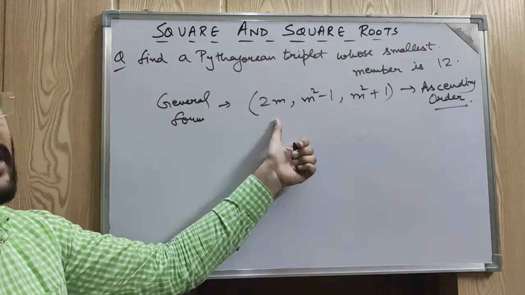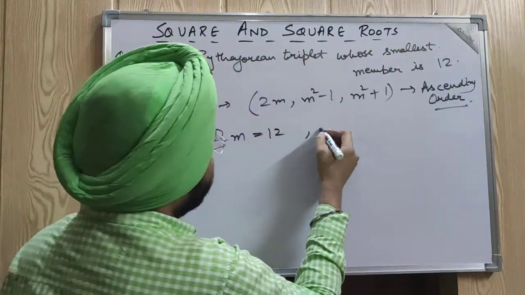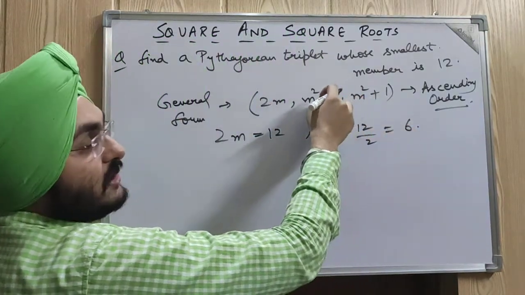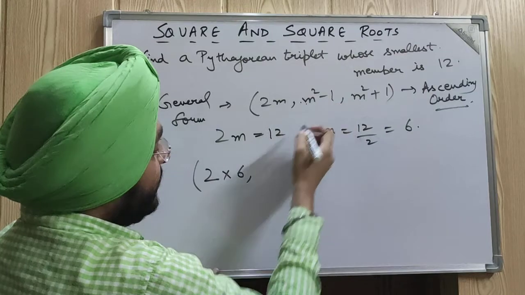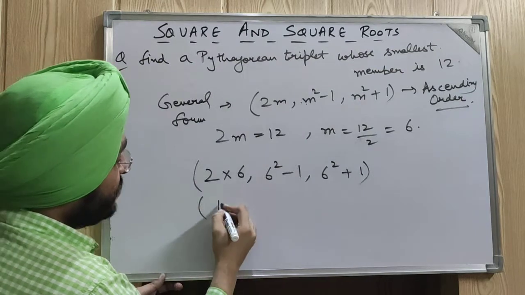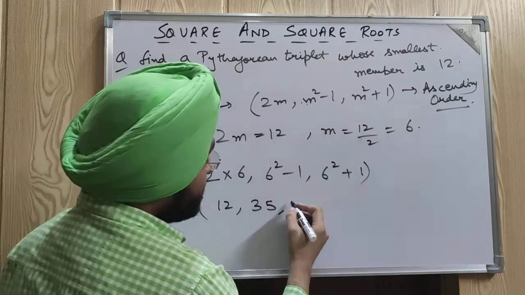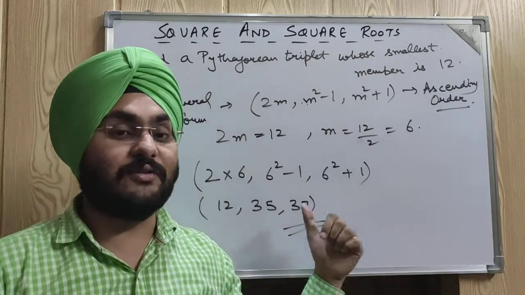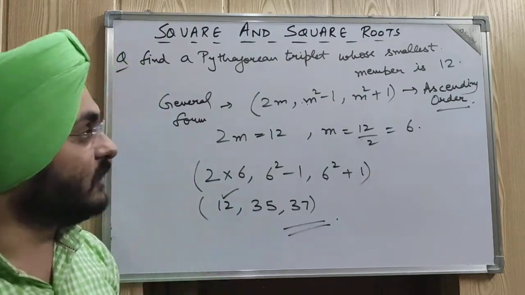So basically the smallest one is what? 2m. And the smallest given is 12. So can't I find the value of m as 12 by 2, that will be 6. Now substituting this 6 in the general form. So can I write it this way? 2m, m being 6; m square minus 1, that is 6 square minus 1; m square plus 1, 6 square plus 1. So 2 into 6 will be 12. 6 square will be 36, and 36 minus 1 is 35, 36 plus 1 is 37. If you want to check whether this is a Pythagorean triplet, you can check using h square, p square and b square. So this one's smallest number is 12. So this is your answer.